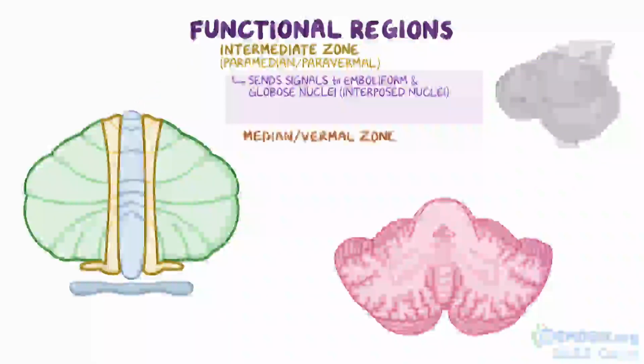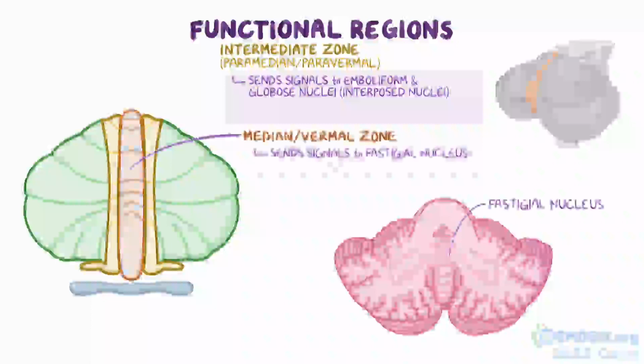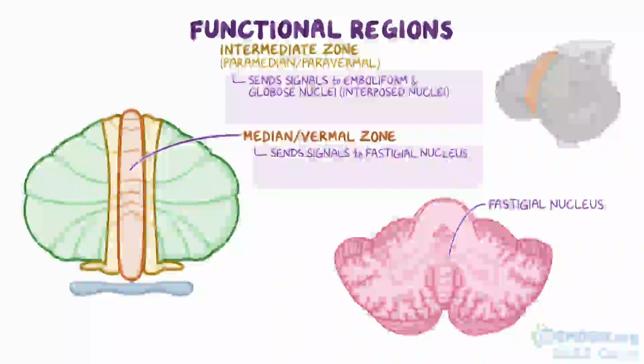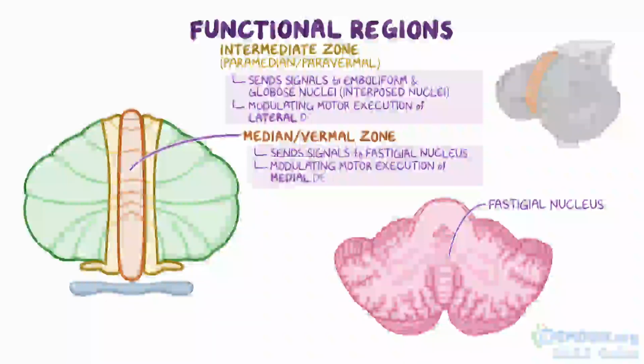Finally, most medial and occupying the cortex of the vermis is the 3rd functional zone, the median or vermal zone. The median zone will send signals to the fastigial nucleus, which is the most medial of the deep cerebellar nuclei, located within the vermis and next to the roof of the 4th ventricle. The intermediate and median zones, along with their deep cerebellar nuclei, are involved in modulating motor execution of lateral and medial descending motor pathways, respectively.